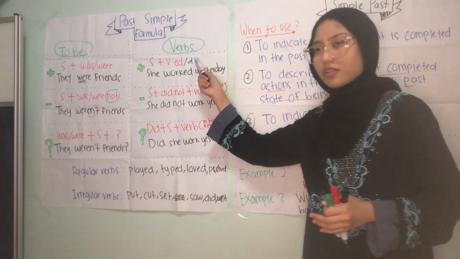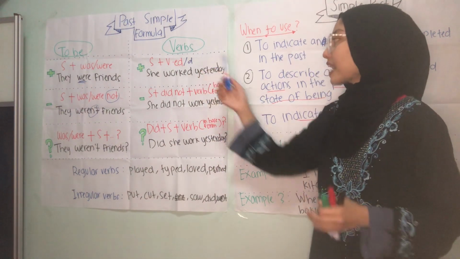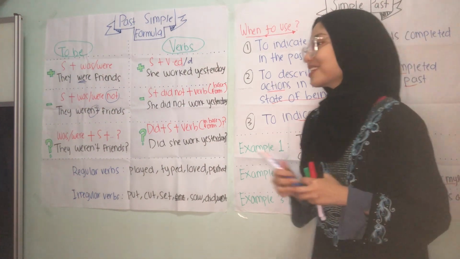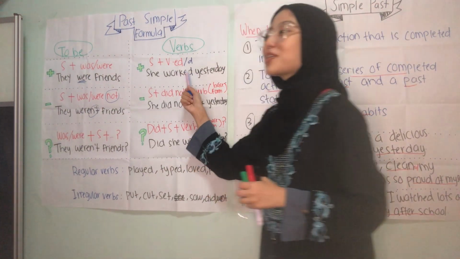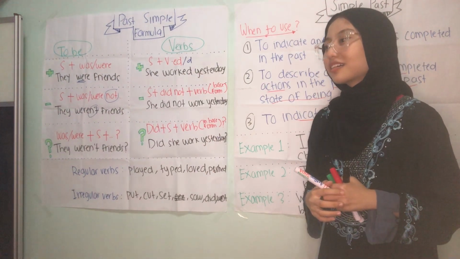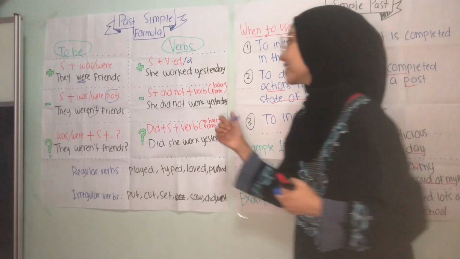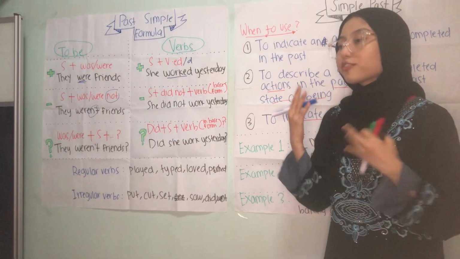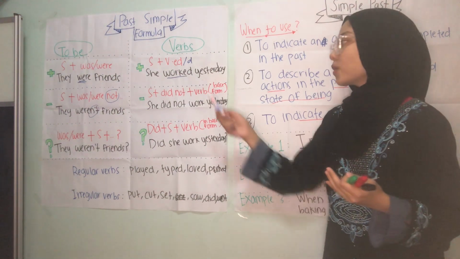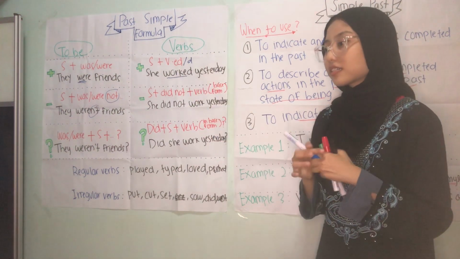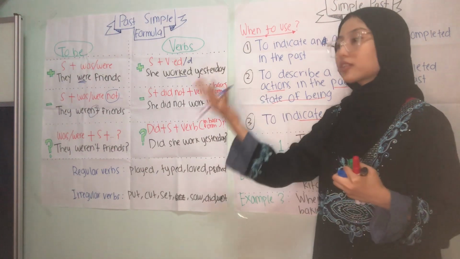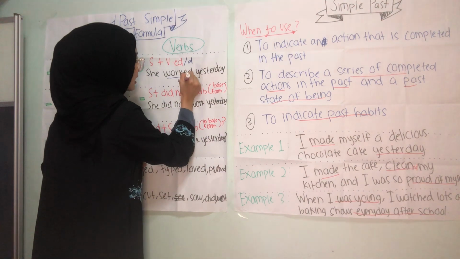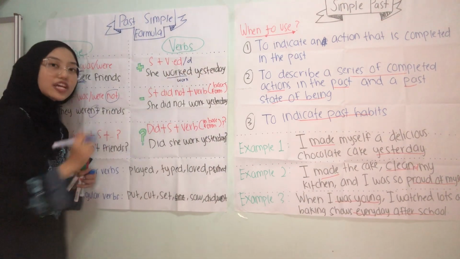So can you tell me which one is the verb? Work. Yes, correct. Work here is the verb. So the root form of the word work here is work, so it does not have ed. We need to add ed over here.